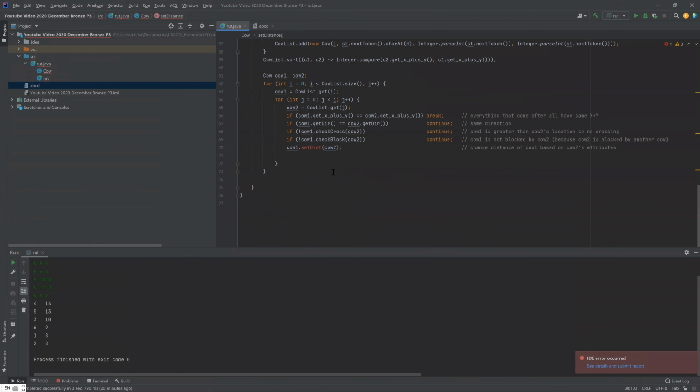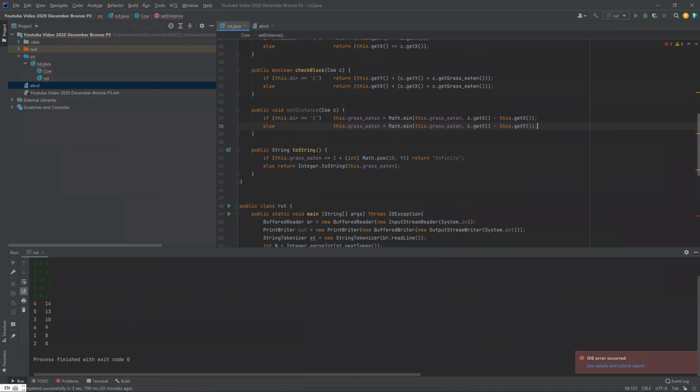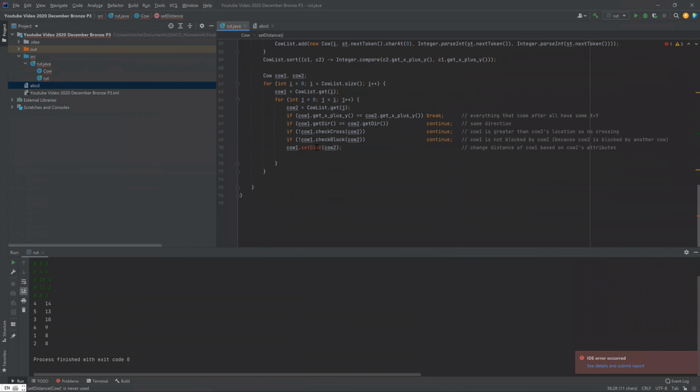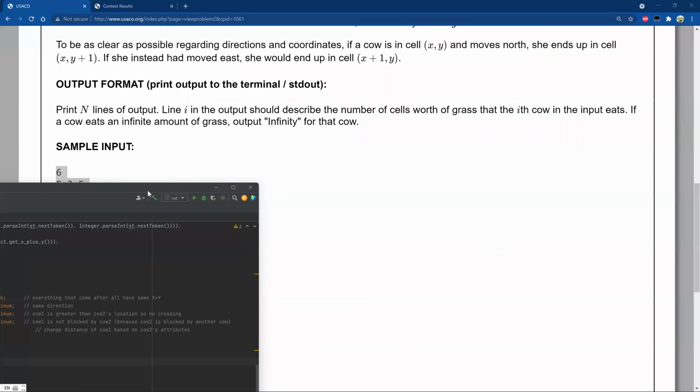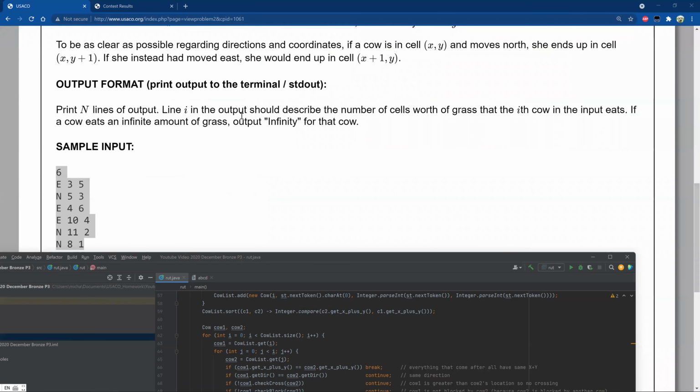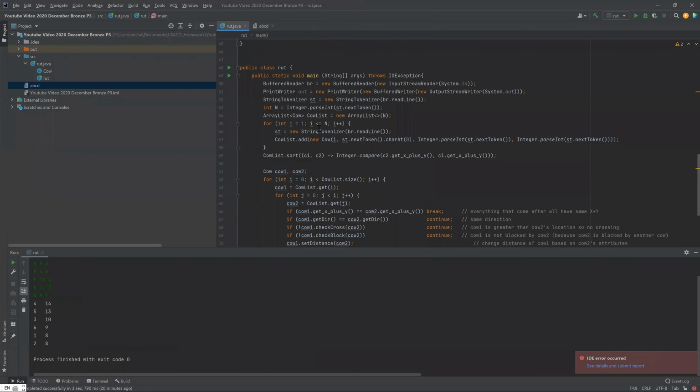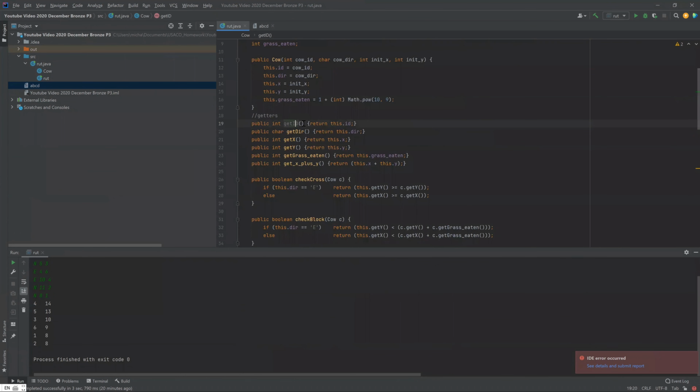And I have the two strings. Okay, so now set distance. Actually, it should probably be set grass eaten. Okay. Now we need to print it out. The problem said to print it out. The ith line of the output describes the number of cells worth of grass that the ith cow in the input eats. So that's why I did the ID thing.